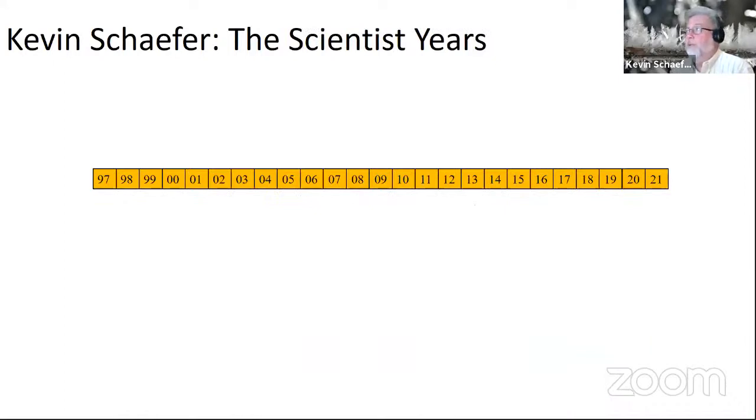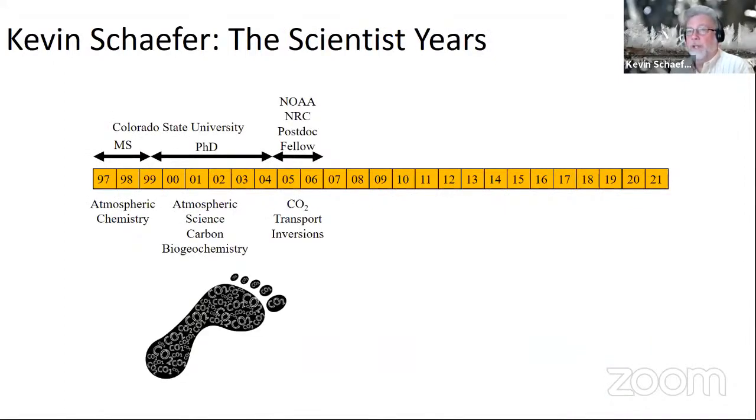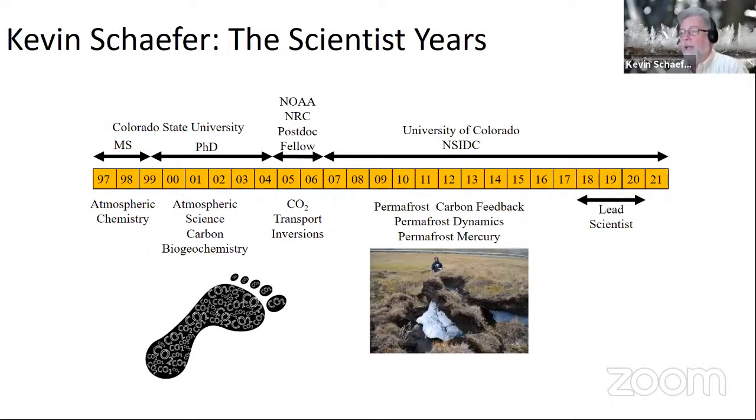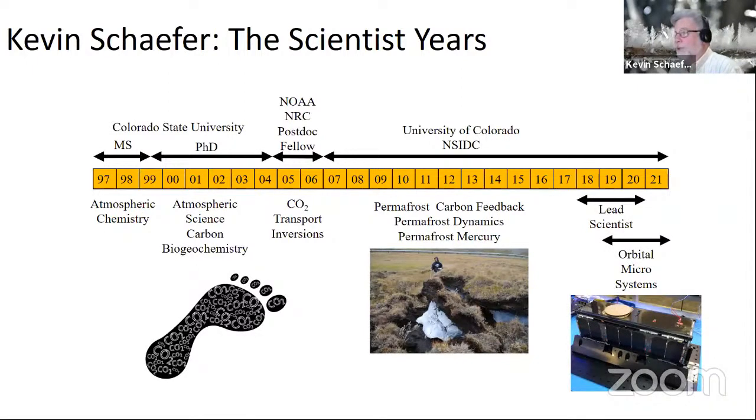Then I went back to school. I went to Colorado State University, got a PhD, and then I worked for NOAA. During this whole time, I basically studied the carbon cycle on a global scale. But after NOAA, I started to focus a bit more. I went to the University of Colorado and focused on carbon in permafrost. I studied the permafrost carbon feedback, and do a lot of studying and modeling of permafrost dynamics. Recently I've been working on mercury in permafrost. Lately, I have also been doing some consulting with a private company that's building CubeSats, so that's an interesting throwback to my engineering days.